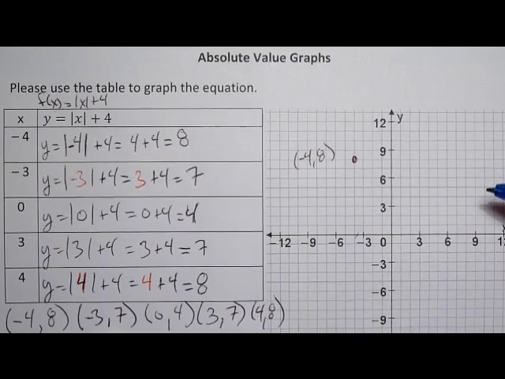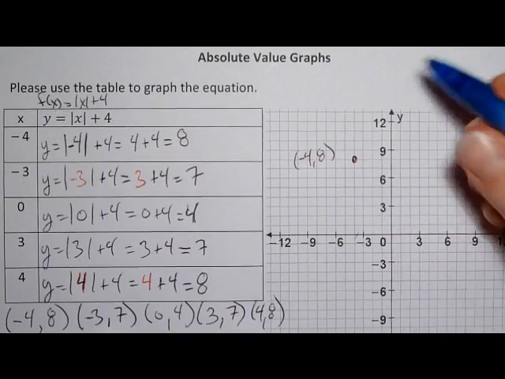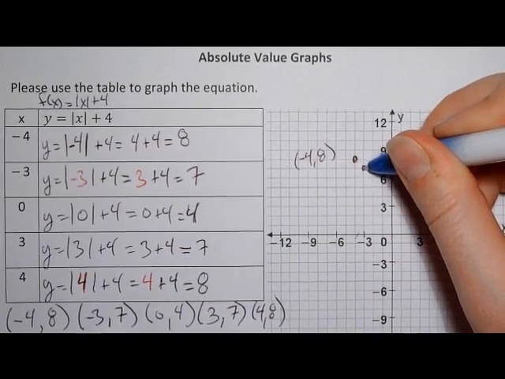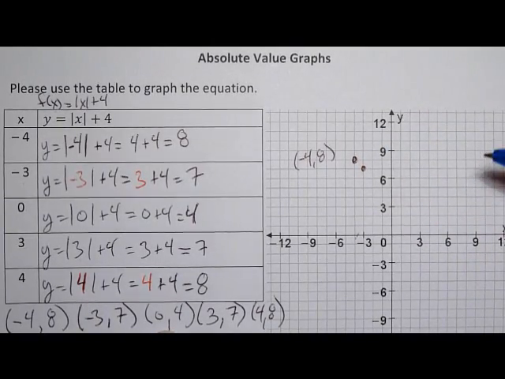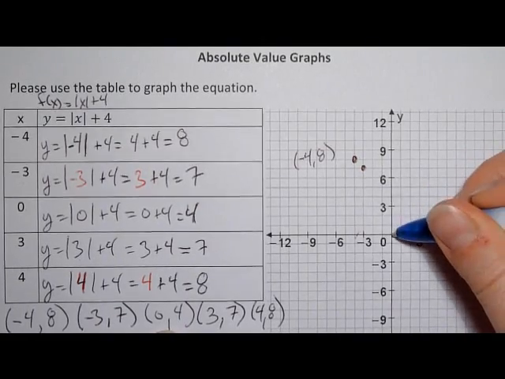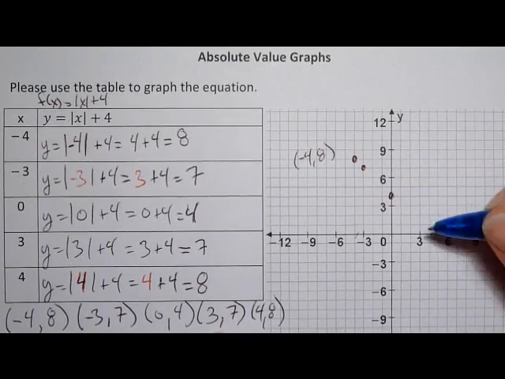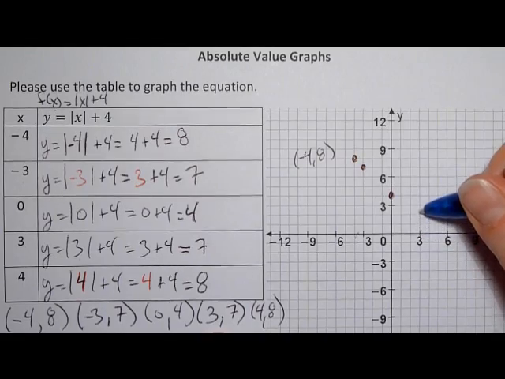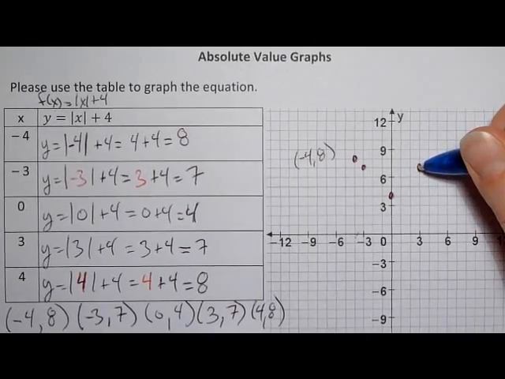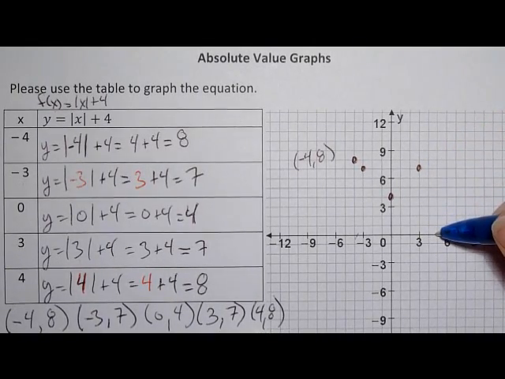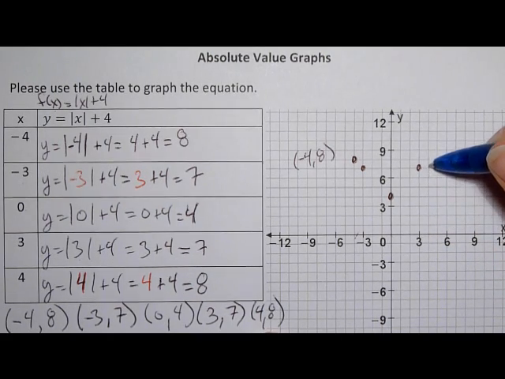Input negative 3, output 7. So I go over to negative 3, I go up to positive 7 on the y-axis, and place my dot. Input 0, output 4. So I input 0 on the x-axis, I go up 4 on the y-axis, plot my point. Input 3, output 7. So I go over to 3, I count up to 7 in the y direction, place a point. Input 4, count over 4 on the x-axis, output 8, count up 2, 3, 4, 5, 6, 7, 8 places.